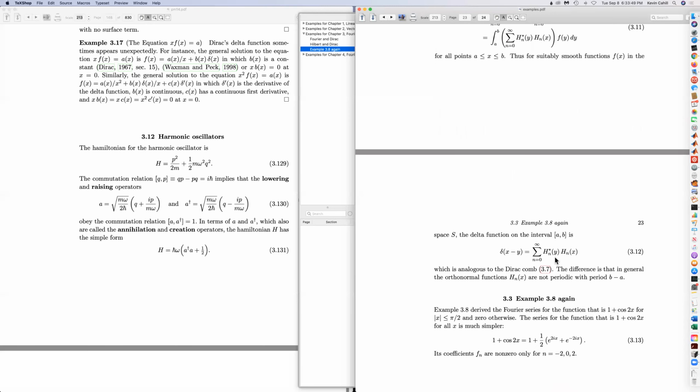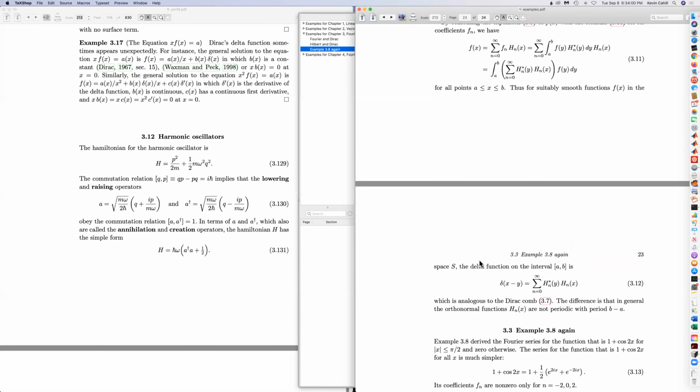The only difference is that the orthonormal functions in general are not periodic. And so we don't have a Dirac comb again, although we might, depending on what the special properties of the h_n are. But in general, we just get this relation.